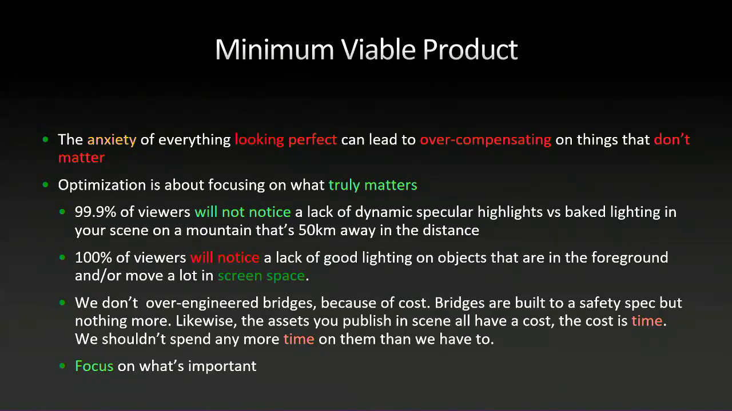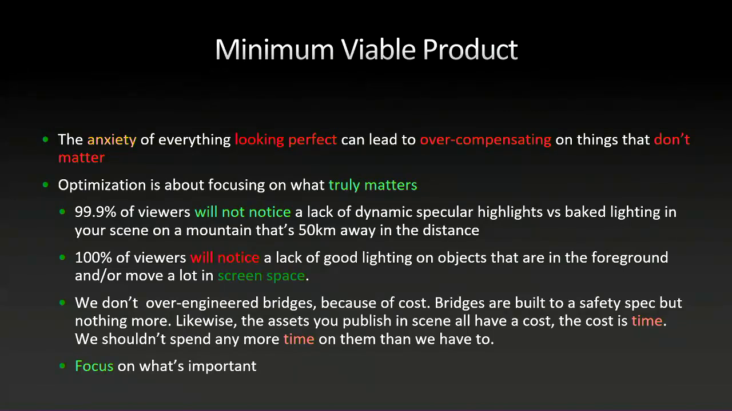99.9% of your viewers will not notice that the dynamic highlights on your mountain stream that is 50 kilometers in distance don't move. They don't care because there's a dude dancing in front of them or whatever. And that's what actually matters. You need to focus 100% on what's in the foreground, because if it lacks good lighting, your users are going to complain. They go, that looks bad. And that's what you want to optimize. That's where you want to focus most of your resources. So don't spend it on the mountain in the background. Bake it out. Do whatever you have to do to make it super low cost.